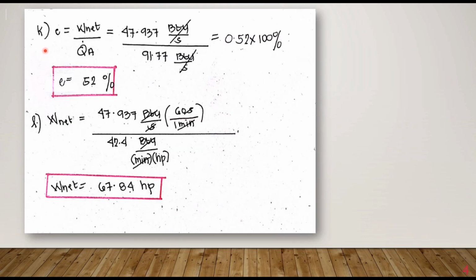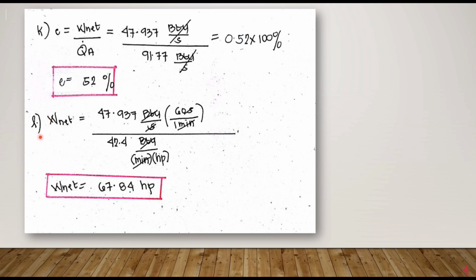Next, to solve for efficiency, we have e is equal to W net over QA. So we have 47.937 BTU per second over 91.77 BTU per second. So cancel the same units. So we get 0.52 times 100%. So our efficiency is equal to 52%.